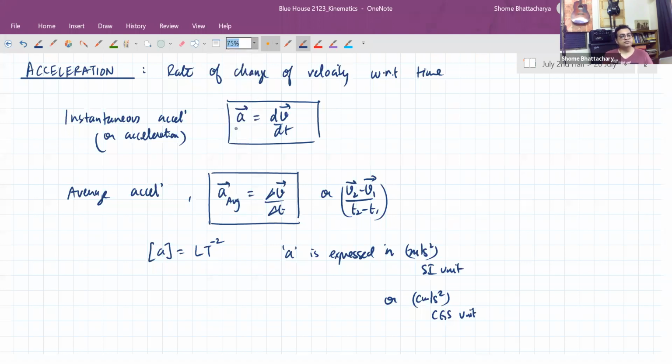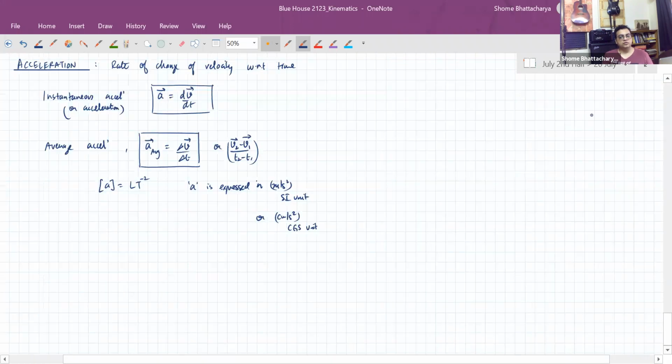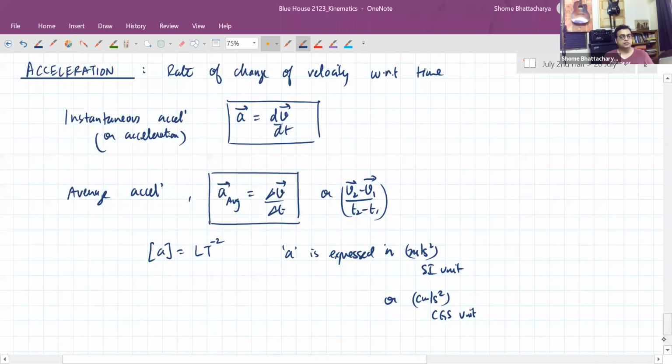Okay, now having defined the vector parameters of position, displacement, velocity, acceleration. Again, two types of velocities, two types of acceleration, average and instantaneous. Okay. Now we come to the scalar parameters. And they are namely distance and speed.